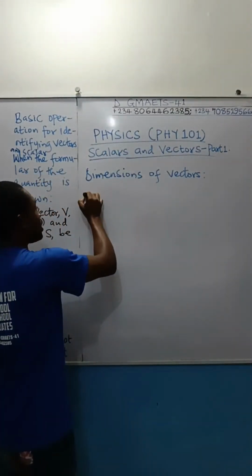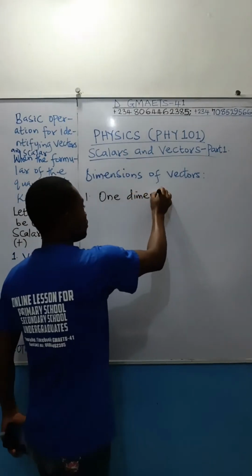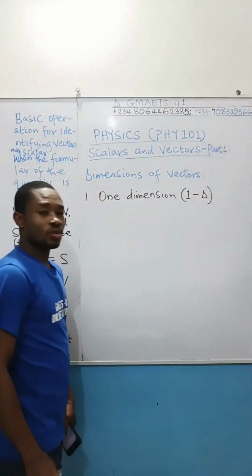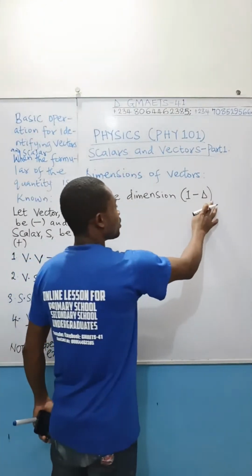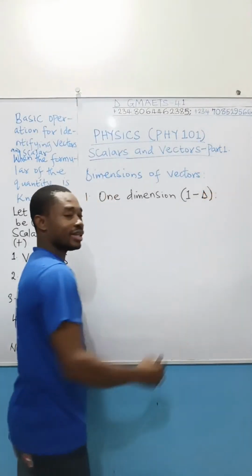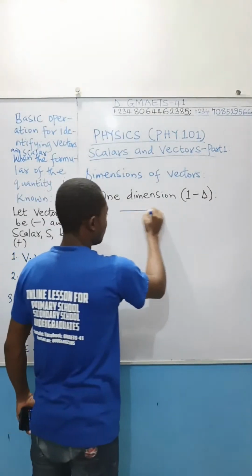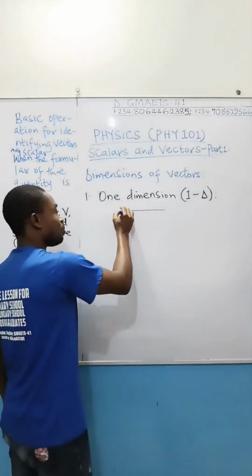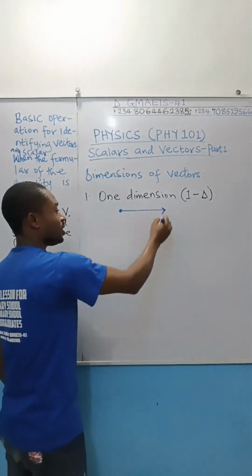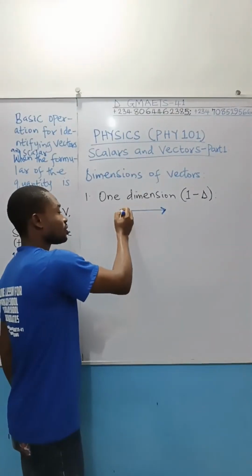Vectors can exist in 1 dimension, 1D. So we can have 1D vectors, okay? Vectors in 1 dimension. Now, when you talk about vectors in 1 dimension, it is represented by a line. And that line usually will have a starting point and an end point. At the end point we usually use an arrow, where the arrow points to the direction. This is the starting point, and this is the direction.